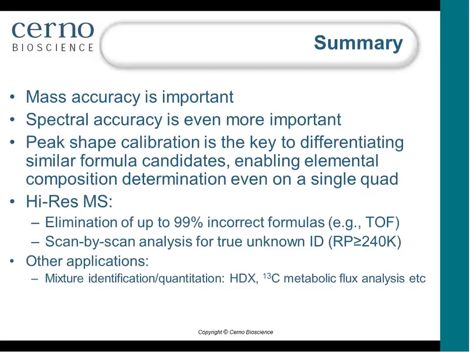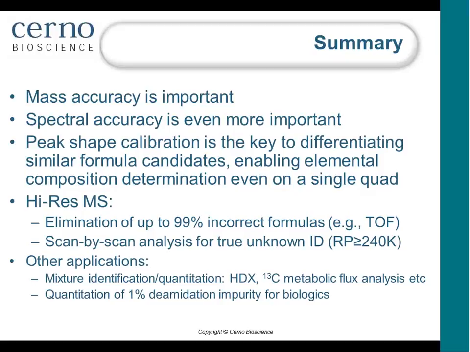We have other applications that take advantage of the spectral accuracy concept and the calibration process, which I don't have the time to go through today, but I just want to mention them. For mixture identification and mixture quantitation, for example, hydrogen deuterium exchange experiments and carbon-13 stable isotope measurements, these are used in metabolic flux analysis, drug metabolism or plant metabolomics applications.